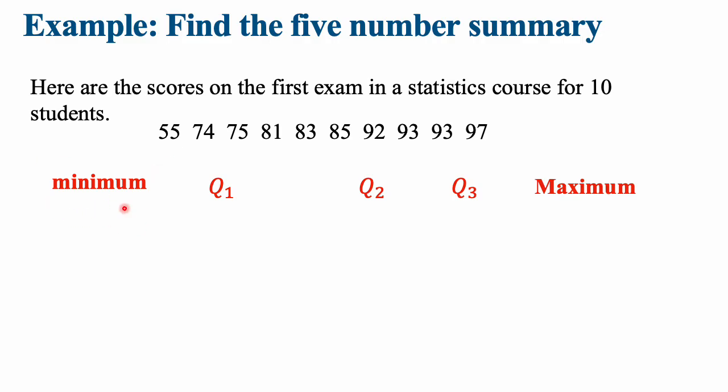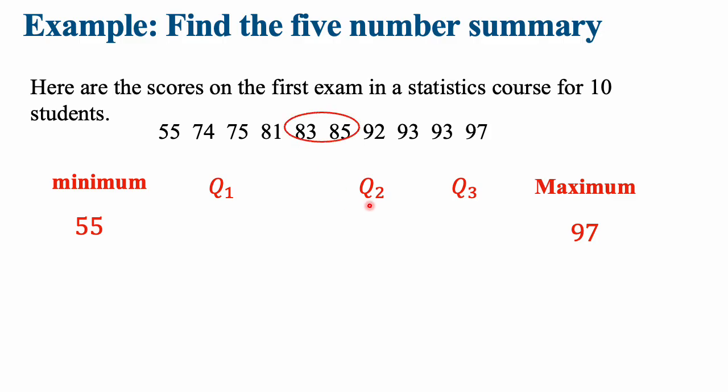First one is the minimum. What is the minimum? That's the lowest score, which is 55. What is the maximum, guys? The maximum is 97. Now, we're going to find Q2. Let's check how many data entries there are. 10, even. Then you find the 2 data values in the middle. 1, 2, 3, 4, 5. 1, 2, 3, 4, 5. So the middle values are 83 and 85.